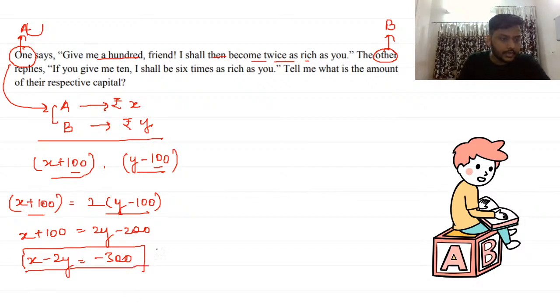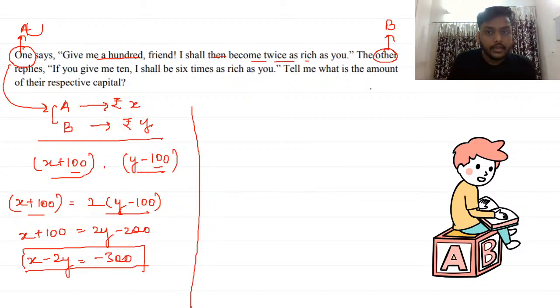This is your first equation, correct? Now when you got your first equation, guys, let's talk about the second one. The second equation will be what? Understand now the other replies. Just now A was having this discussion with B, okay? The one was doing this discussion with B, now B is doing this discussion with one.